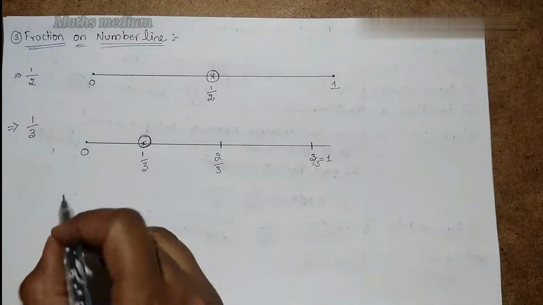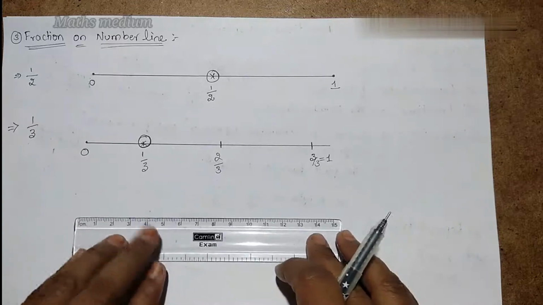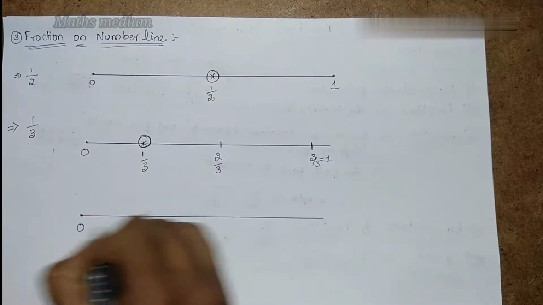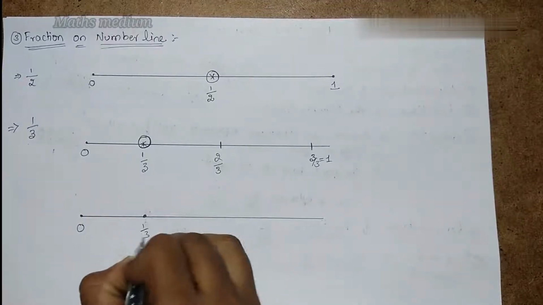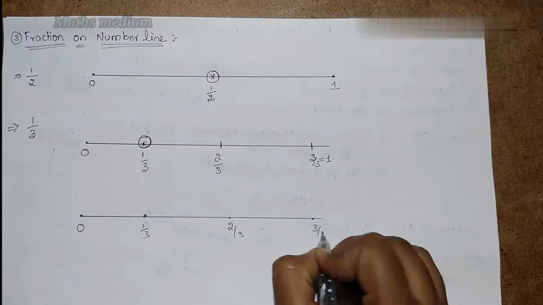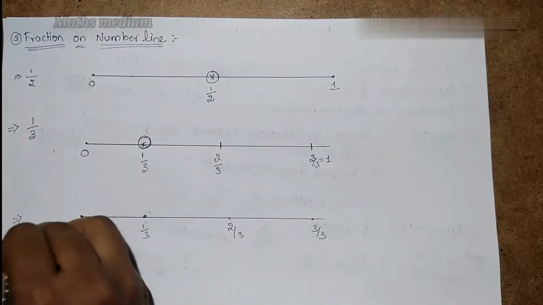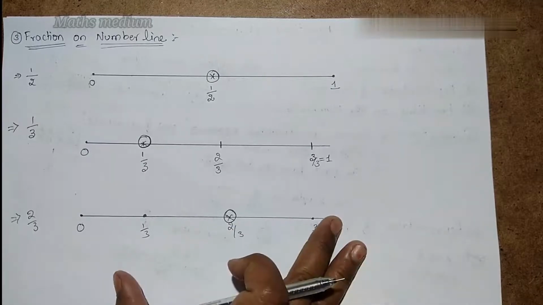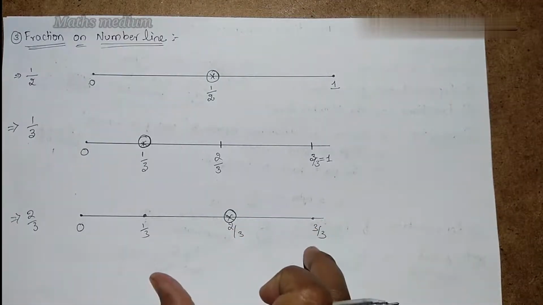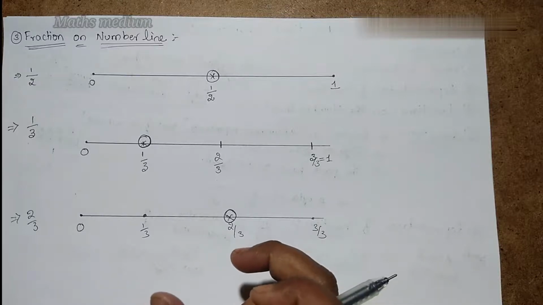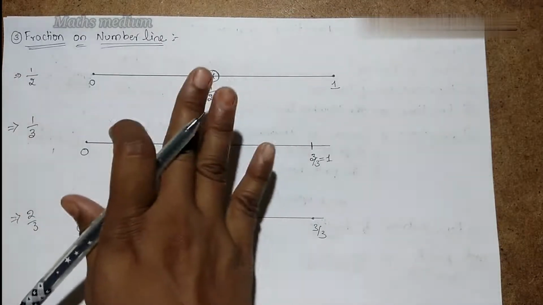Similarly, if you have to represent 2 by 3 on a number line, take the same number line. This is 0, this is 1 by 3, this is 2 by 3 and this is 3 by 3. If you have to represent 2 by 3 on a number line, it is this. We have to take a number line and divide it into equal parts. Then see how many parts they want to represent and mark that on the number line.